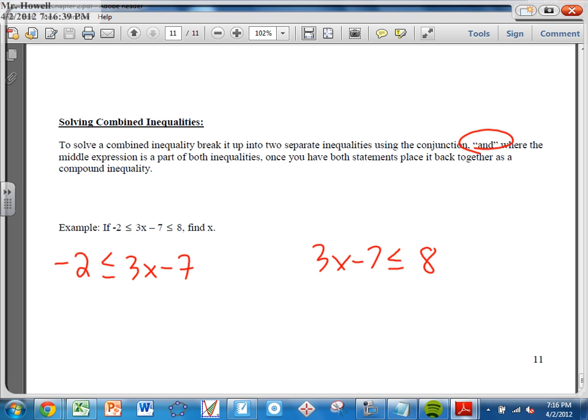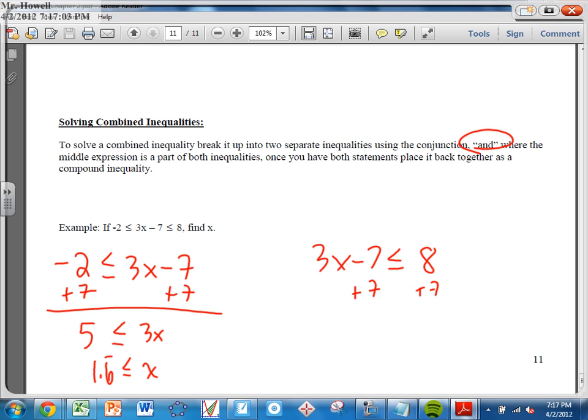Move the 7 over. I'm going to add 7, add 7. I'm going to end up getting here just 5 less than or equal to 3x. Divide by 3. Okay, we get x is greater than or equal to 5/3. 5/3, we can think of it as 1.6 repeating also. On this side, let's add 7 and add 7. Get 15 and 3x. Divide by 3, I get x is less than or equal to 5.